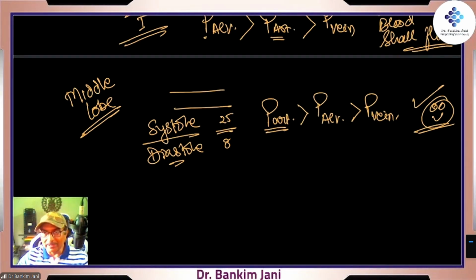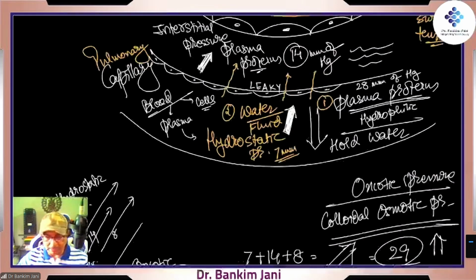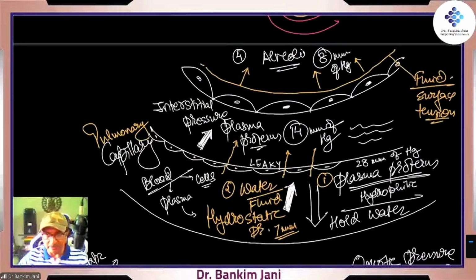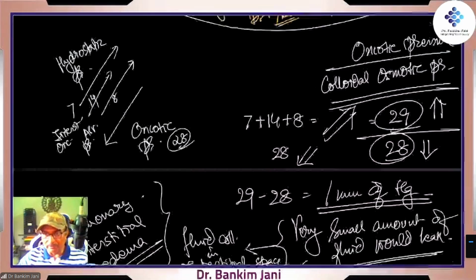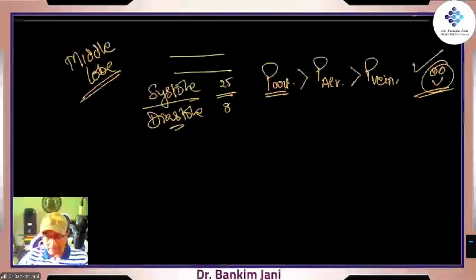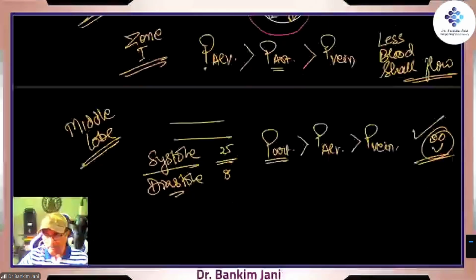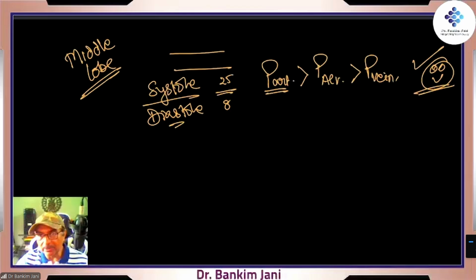So the first expression was how the pressure is distributed, right? That's what we saw over here. This is how the pressure is distributed. And now we are understanding what would happen in every lobe, in standing: upper zone, upper lobe, middle lobe, and lower lobe, how it will be distributed.